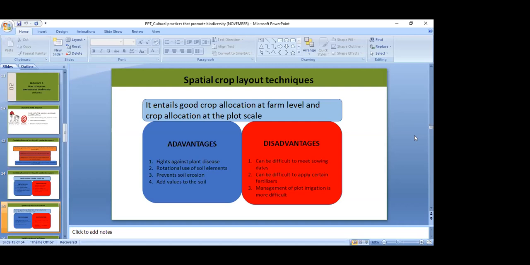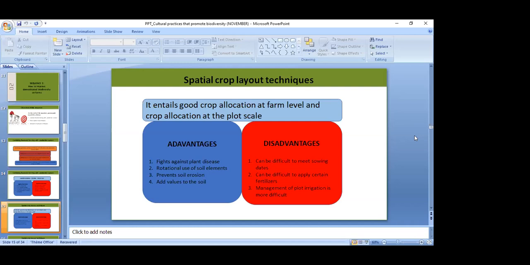It prevents erosion. Any kind of land could be vulnerable to erosion if it is not well managed. But by managing it better, you can use spatial crop layout. And the last but not the least advantage is it adds value to the soil, just as I've explained. The disadvantage is that it can be difficult to meet sowing dates. That is just a fact. It can be difficult to meet sowing dates.